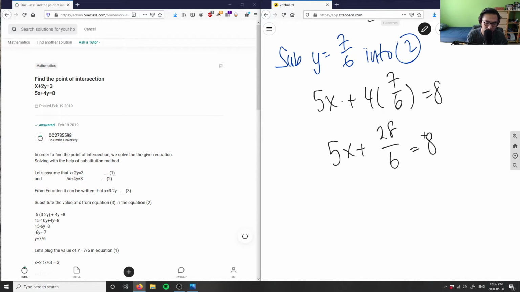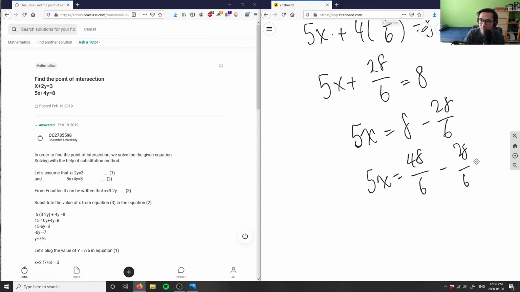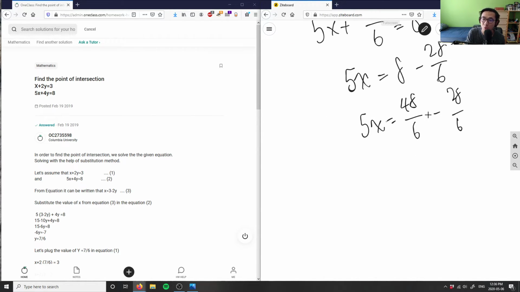It's 4 times 7, 28. Just checking. 5x equals 8 minus 28 over 6. Again, you can use the lowest common denominator here, right? So I'm going to have to multiply this number by 6 here. So I would get 20 over 6, right? 5x equals 20 over 6.